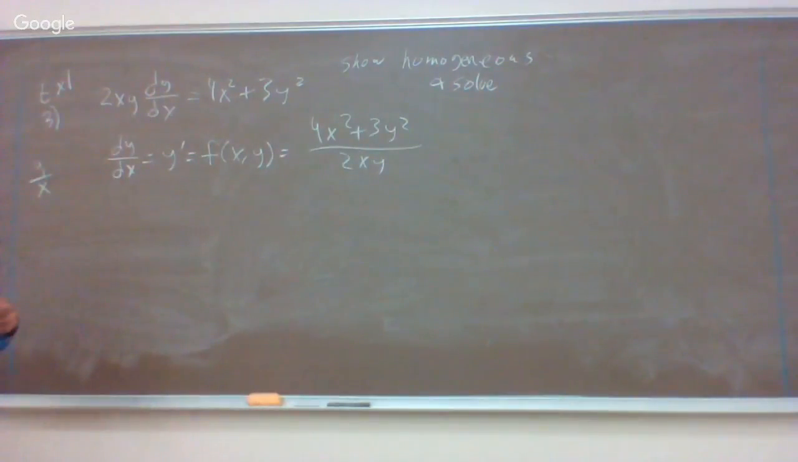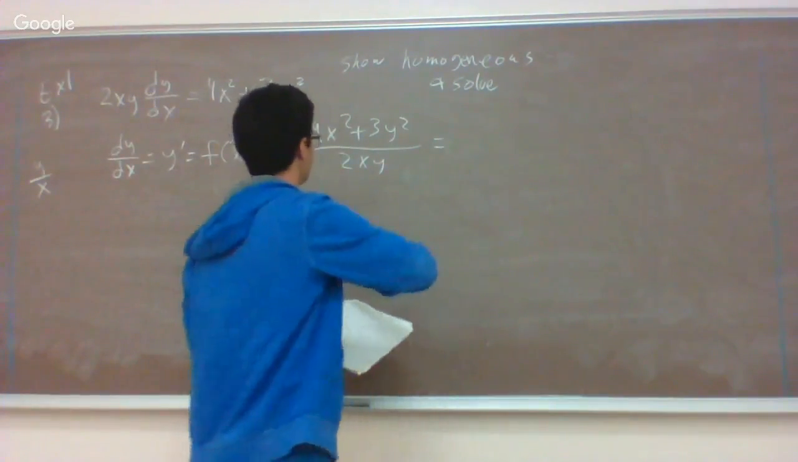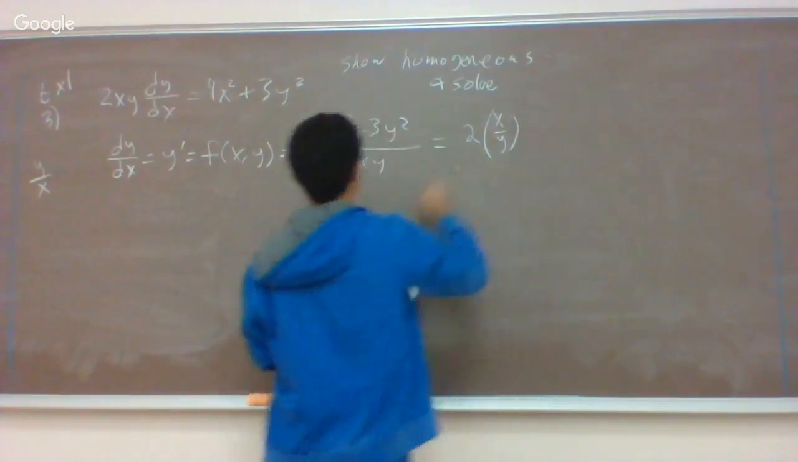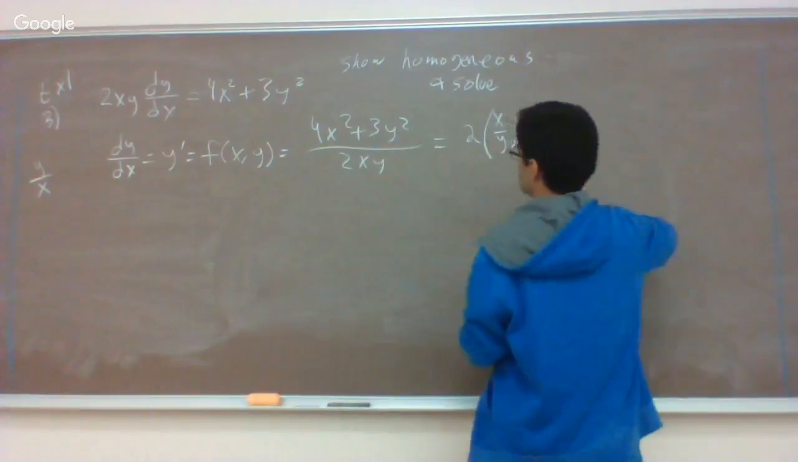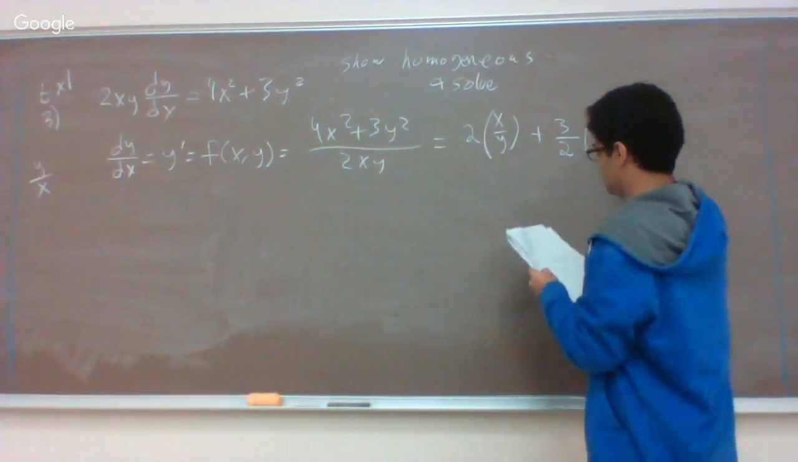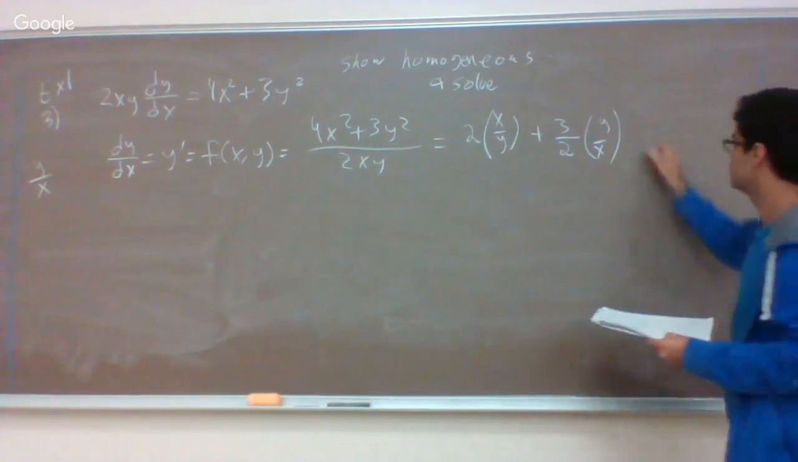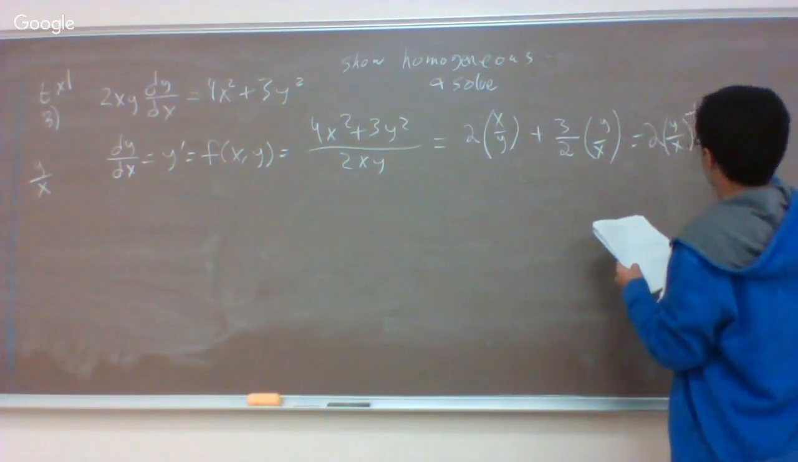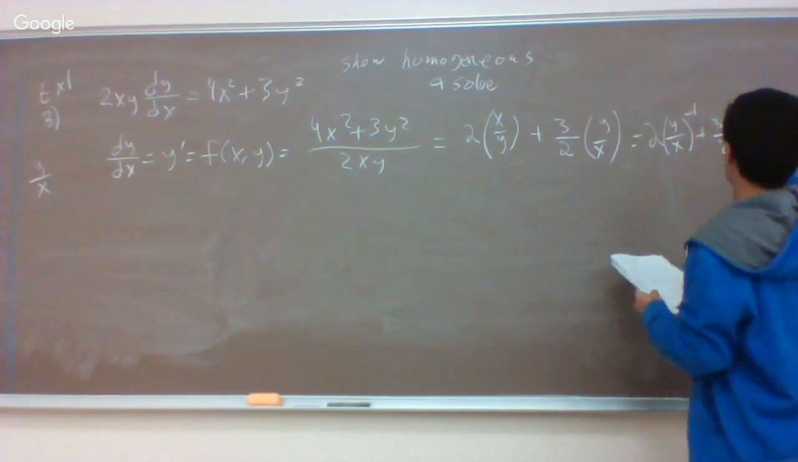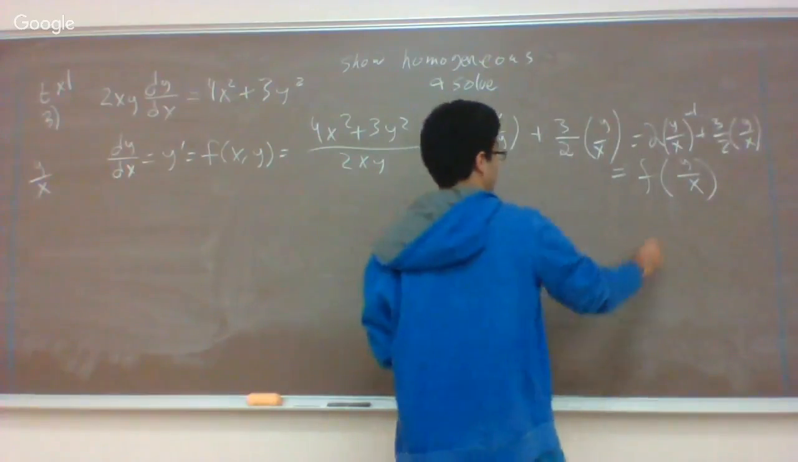By separating this fraction, we get 2 times x over y, plus 3 over 2 times y over x. Right here, x over y is 2 times (y over x) to the negative 1, plus 3/2 times y over x. So we effectively made the function a function of y over x. Therefore, we know that it is homogeneous.